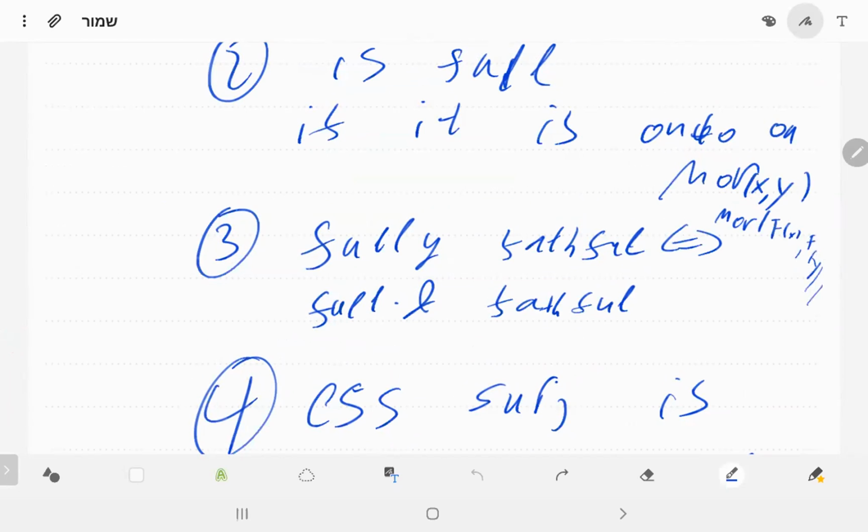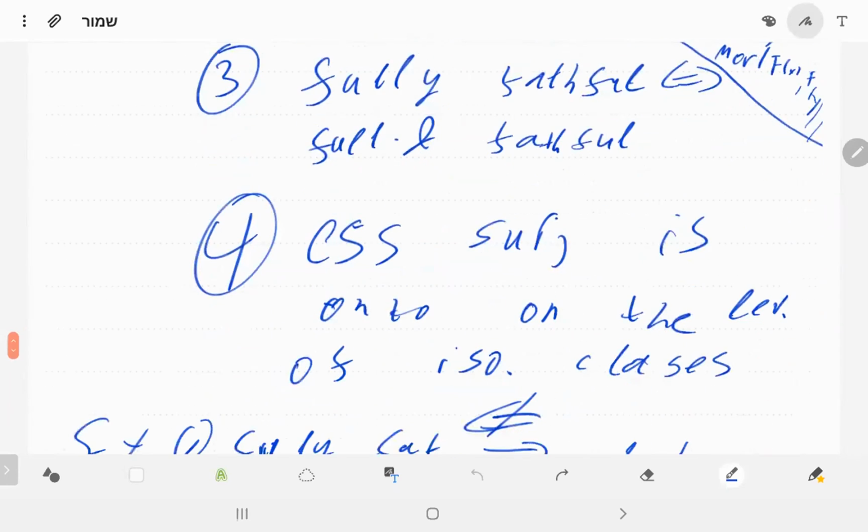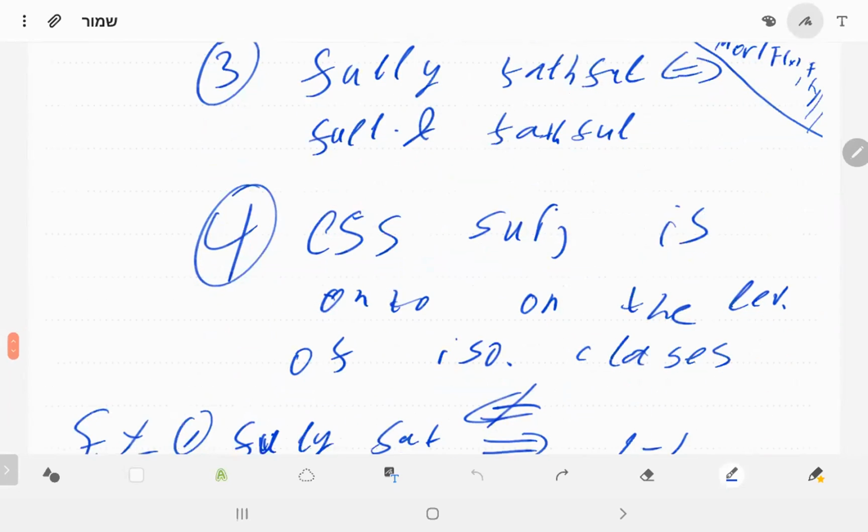And in the equivalence, what do you demand for essentially surjective? It should be onto on the level of isomorphism classes. So the objects themselves, you have to be able to reach every object up to isomorphism.